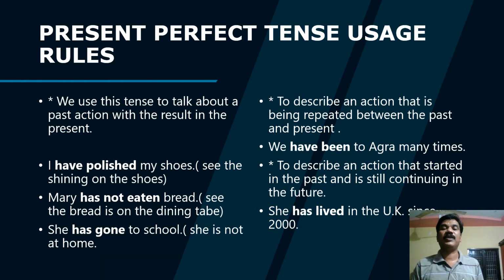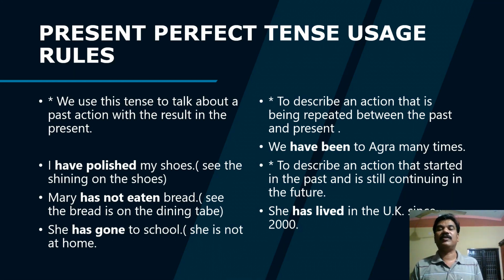To describe an action that is being repeated between the past and present. We have been to Agra many times. They're going and coming to Agra. In between the past and present, the action is taking place.